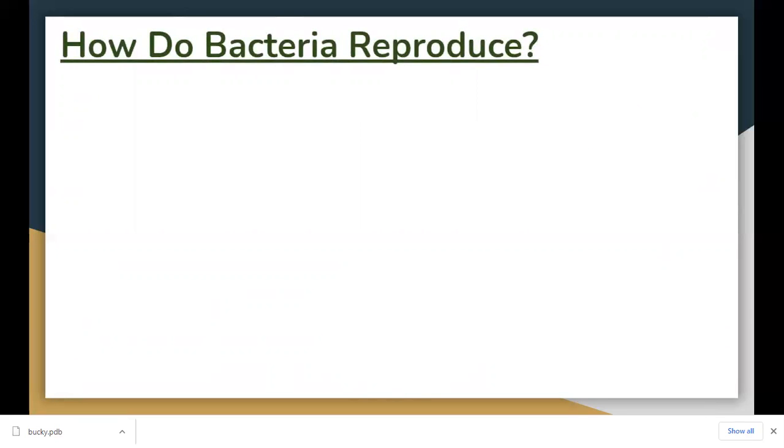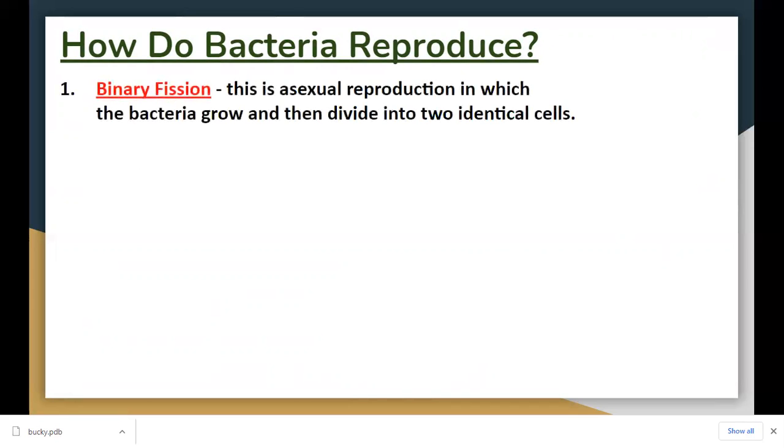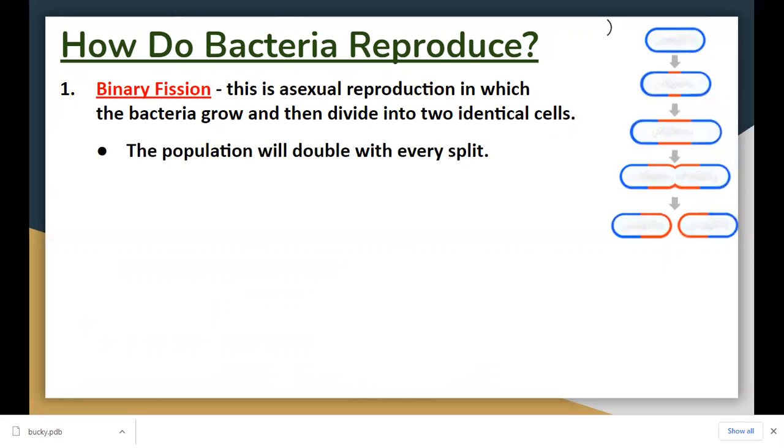How do they reproduce? Well, I just gave you a hint. They use binary fission. That's one method. This is an asexual reproduction in which the bacteria grow and they divide into 2 identical cells. The population will double with every split. There's an example on the right of one cell growing longer and longer until it finally splits in 2.